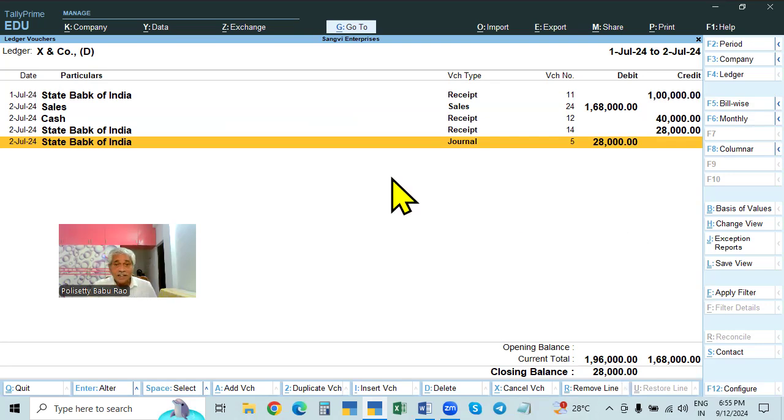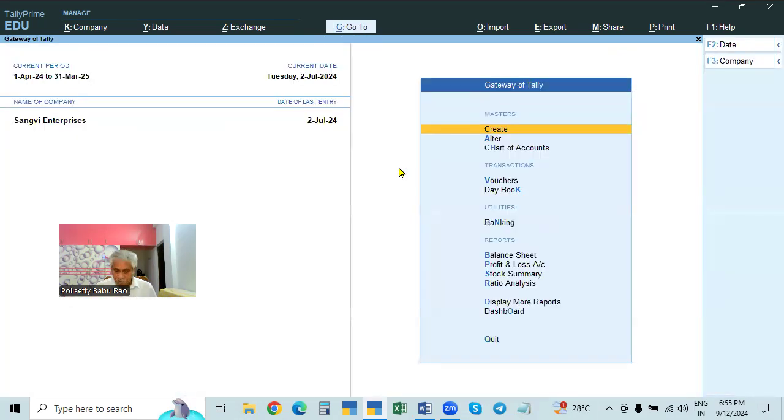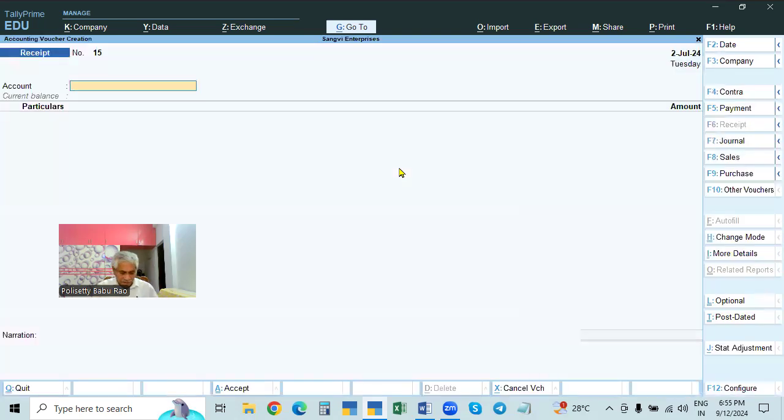Next time, here, we are making the payment. When he is making the payment, for example, on the same day the check is bounced, we inform him and he is making the payment. We are receiving the money, received on the same day. So he is paying cash or whatever check money. X and Co. So what is the balance? 28,000. So he is making the payment of 28,000 here.